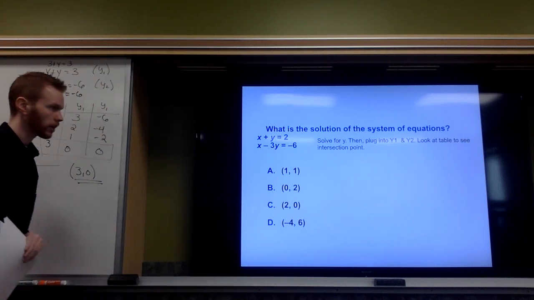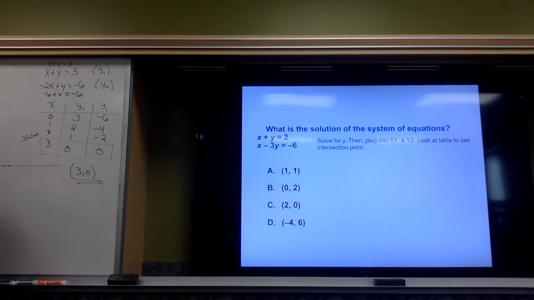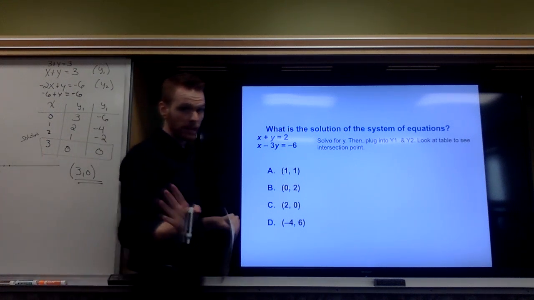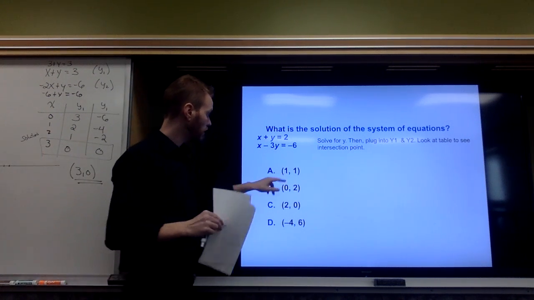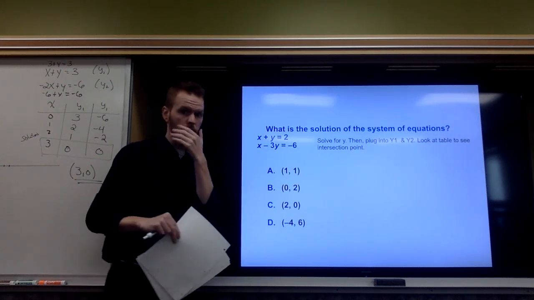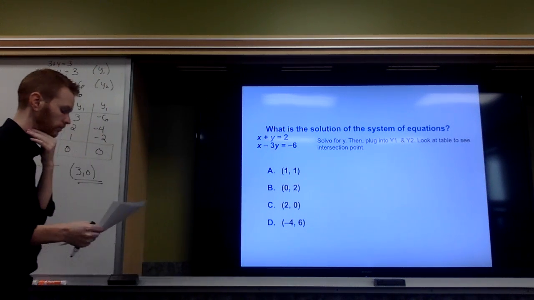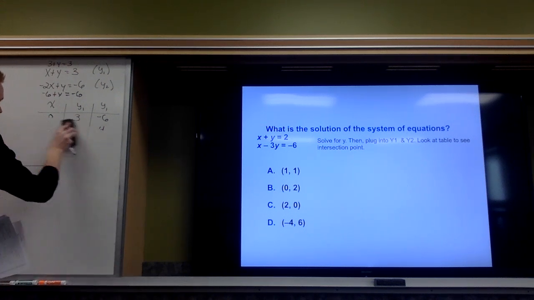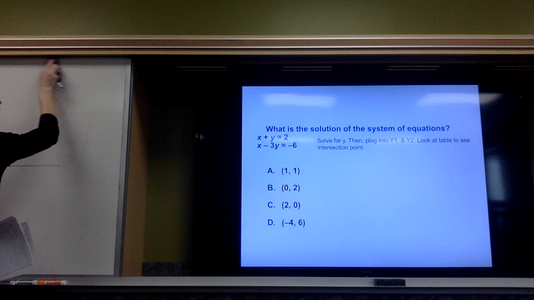Now let's say you didn't have a graphing calculator handy, and this was on a state test. What would you do? Well, it's actually not that bad. I would take each point, plug it into both of these, and see if it comes out to be true. Okay? So, real quick, I'll tell you what the answer is, and then we'll plug them in, just for time's sake.